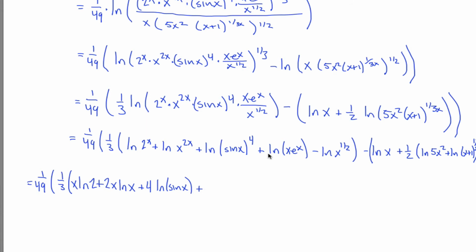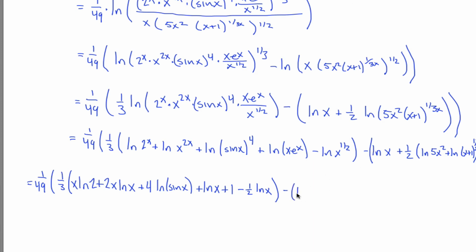Here I got the natural log of x times e to the x, which is the same as the natural log of x plus the natural log of e to the x, which is just 1. Should I show more steps there? Probably. 1 is the same as the natural log of e to the x. I split this up into 2 using a log rule. And then from that, I want to subtract the natural log of x to the 1/2 power. I can bring that 1/2 down in front and call it the natural log of x. So I want 1/3 times all of this stuff, and then I want 1/49th. See, I close those right? Yeah. 1/49th of all this stuff minus all of this stuff.